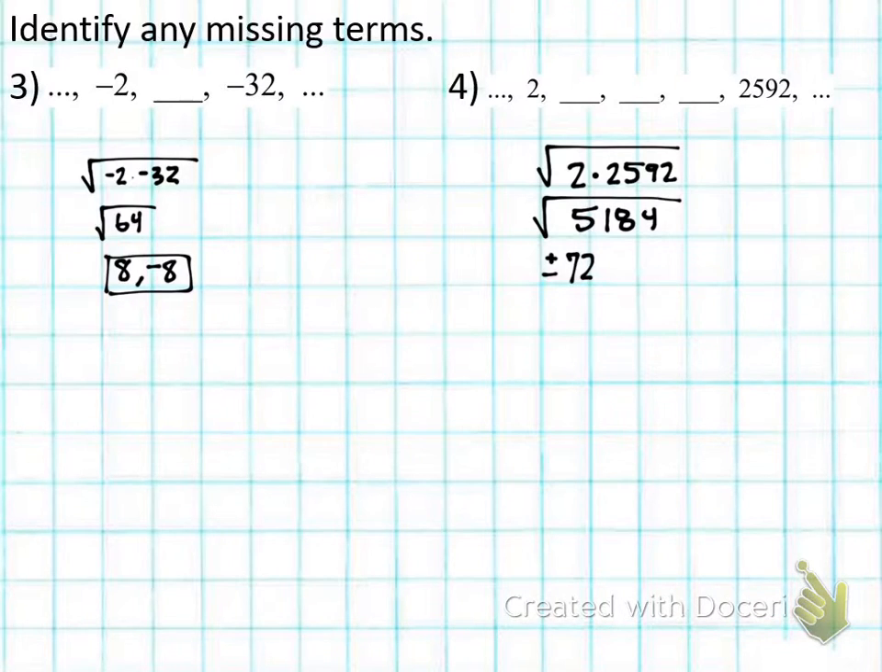Yep. Okay, so why don't you turn to your neighbor and explain that before I move on, okay? That this middle number is a negative 72 or a positive 72. Go.